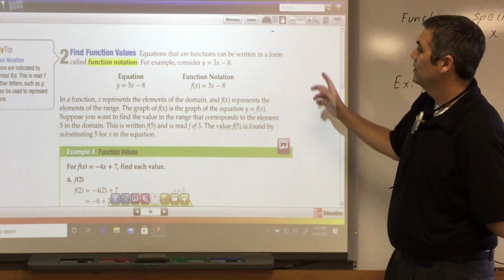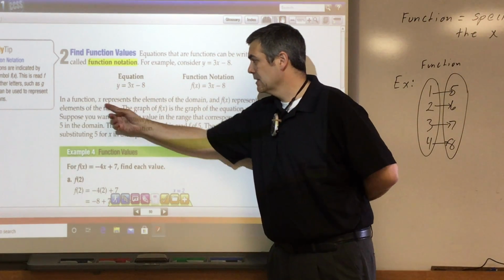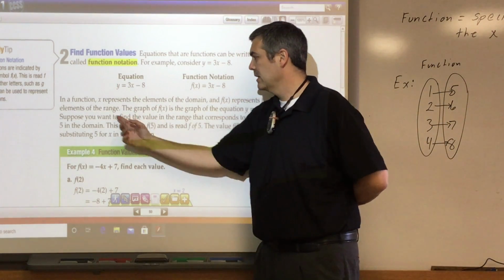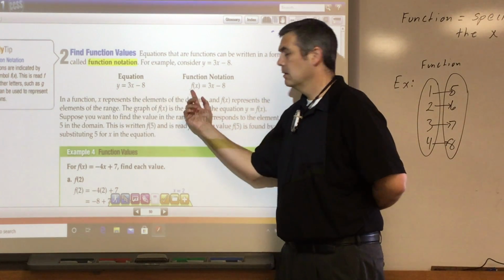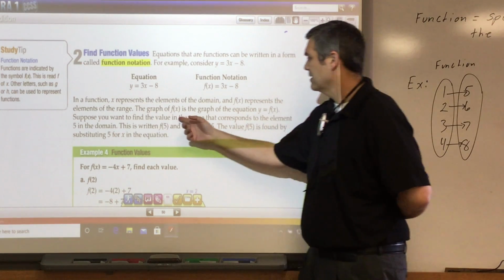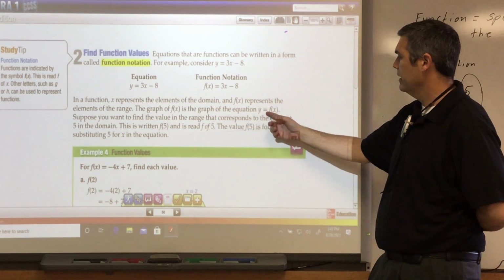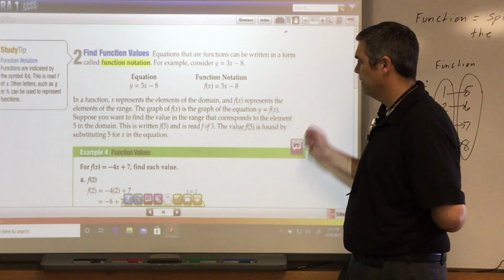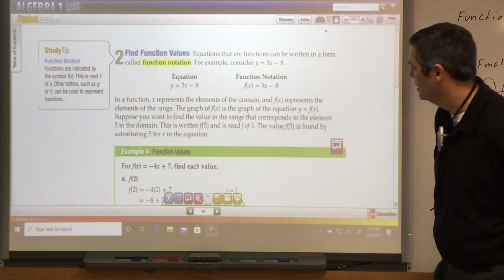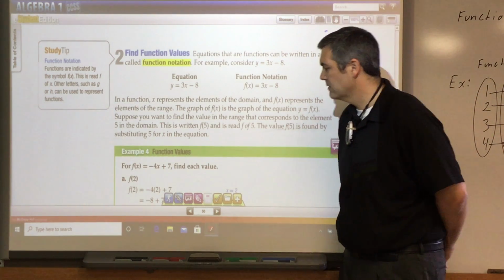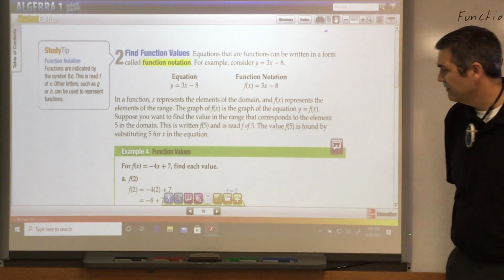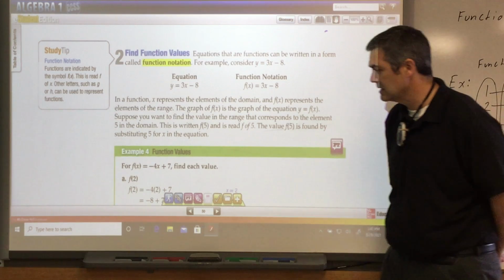All right, so in a function, x represents the elements of the domain, and f of x represents the elements of the range. This is the same thing as saying y. It's basically the same thing. So the graph of x, f of x is the graph of the equation y equals f of x, the function of x. Suppose you want to find the value in the range that corresponds to the element 5 in the domain. This is written as f of 5 and is read as f of 5. The value of f of 5 is found by substituting 5 for x in the equation.